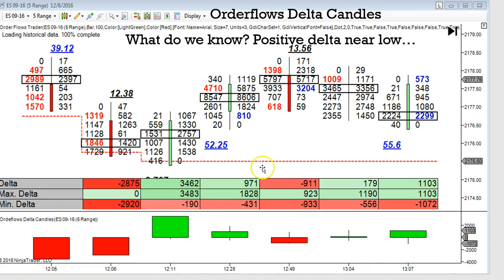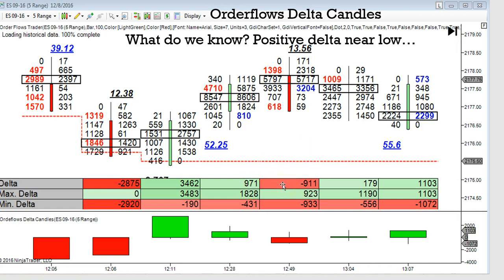So, when you're looking at this chart, if you're not looking at delta, if you're just looking at the bars, you're thinking, well, is this low going to hold? We hit the low, we sort of bounced up, coming back down a little bit. I don't know. But if you're looking at the delta, you see we're at the low, got a positive delta, hanging around the low for the next 4 bars. Overall positive delta. This one's 971, this one's minus 900.